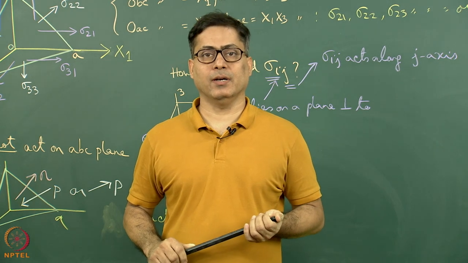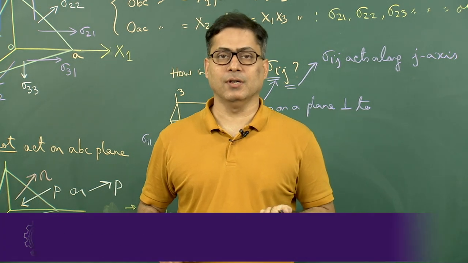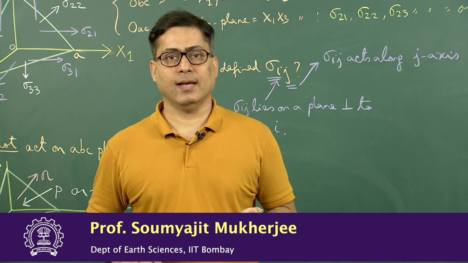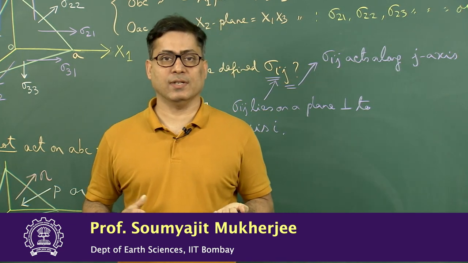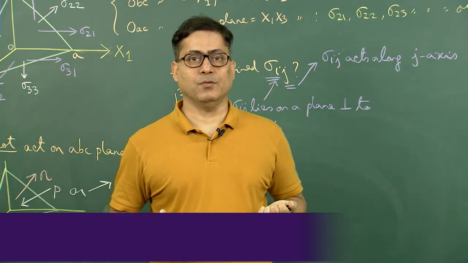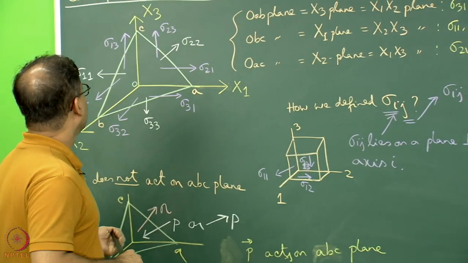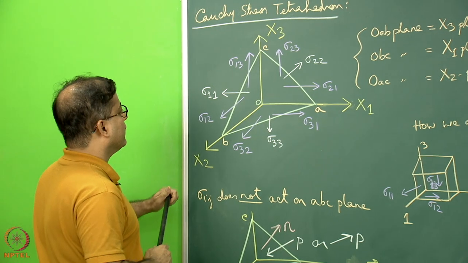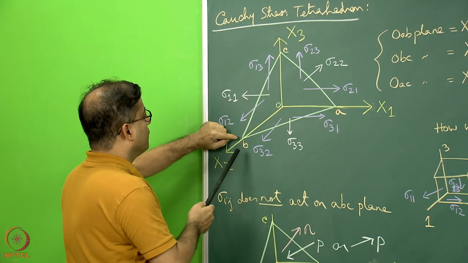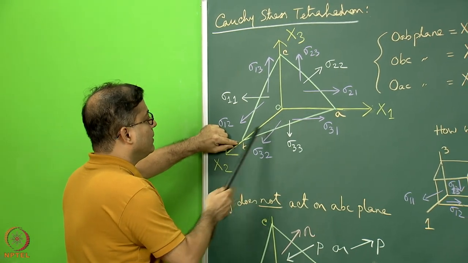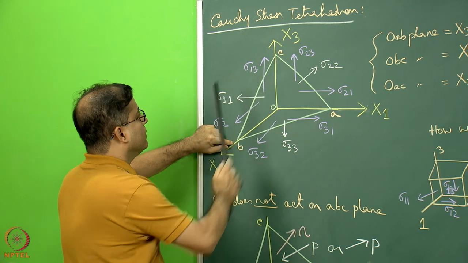Now we are going to learn the Cauchy stress tetrahedron. This is very important, as is the Mohr circle of stress. Let's try to understand what is given and what is to be found out in this case. Consider we have a tetrahedron where the corner points are B, A, O and C.